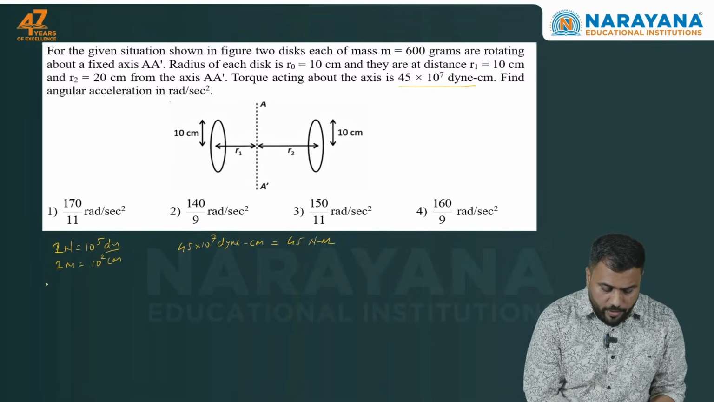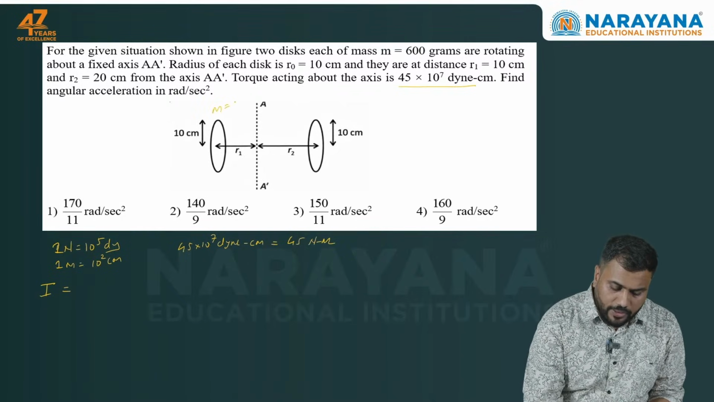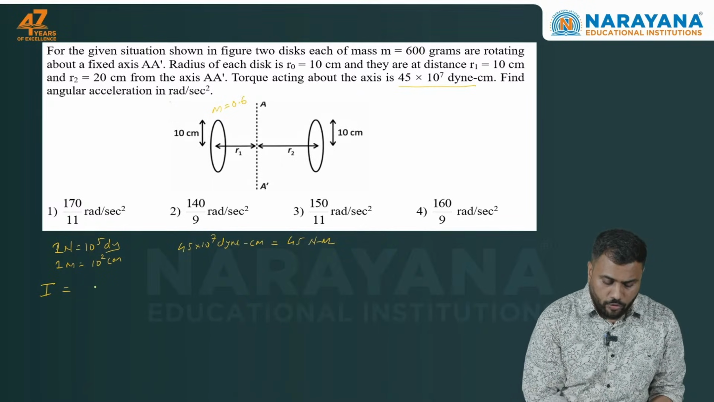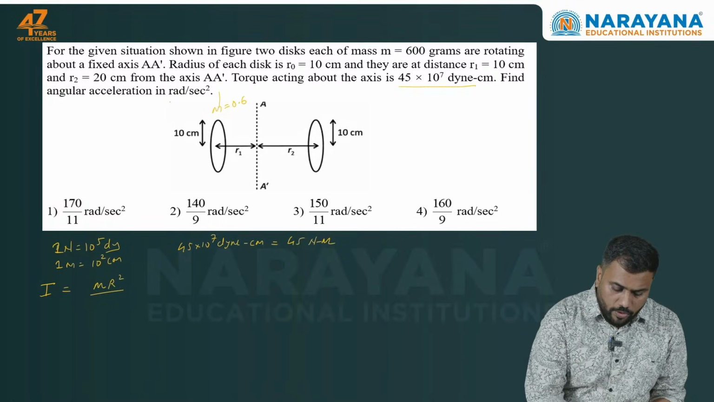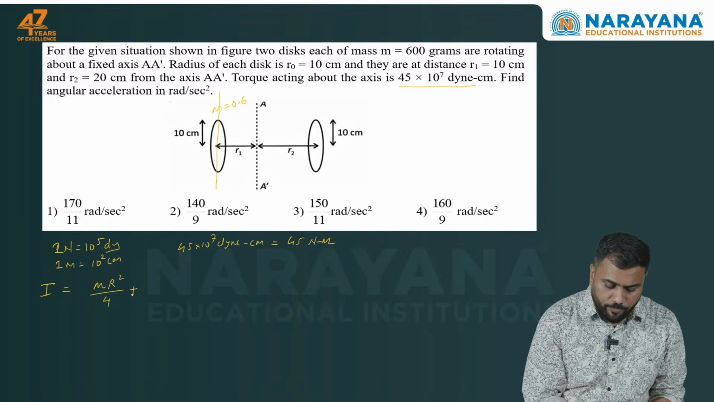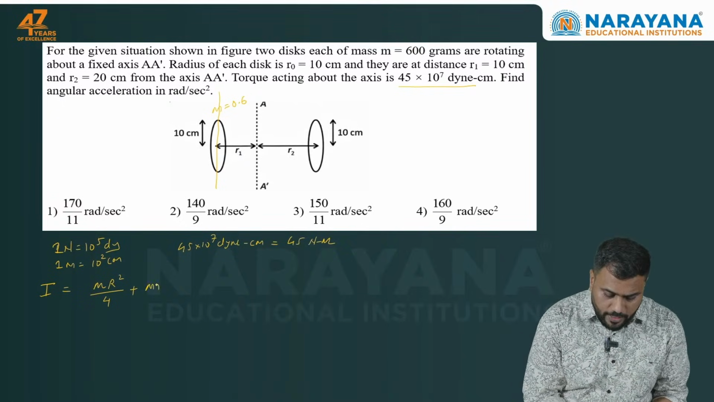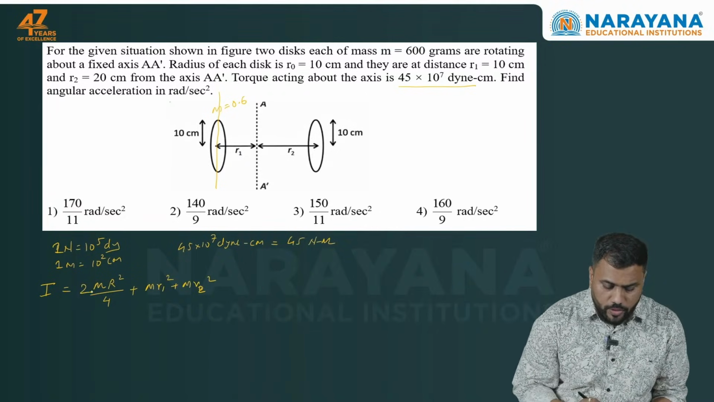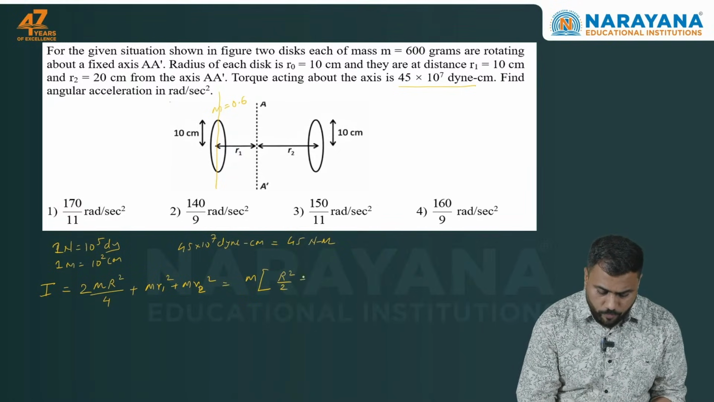Now I will calculate the moment of inertia of the system about the given axis. Each disc has a mass of 600 gram, that is 0.6 kg. I am calling that mass m. The moment of inertia of a disc about its own axis is going to be mr square over 4. Plus, for each disc there is some distance from the given axis, so I have to add mr1 square plus mr2 square by the parallel axis theorem. There are two discs, so I need to multiply by 2. If I take m common, the expression inside is r square by 2 plus r1 square plus r2 square.